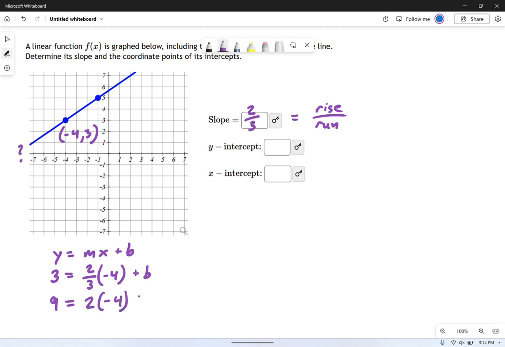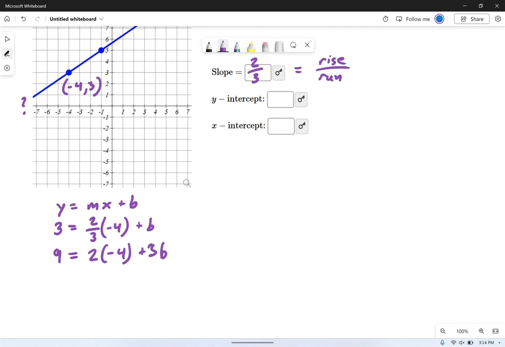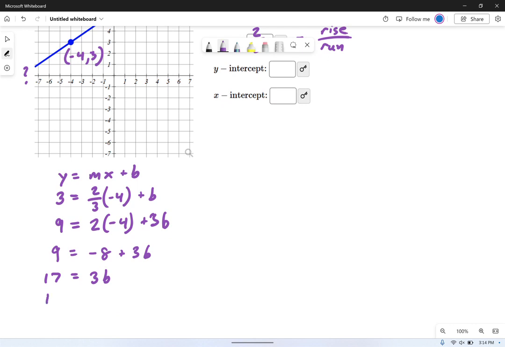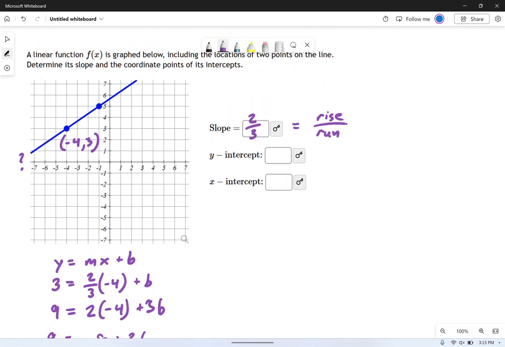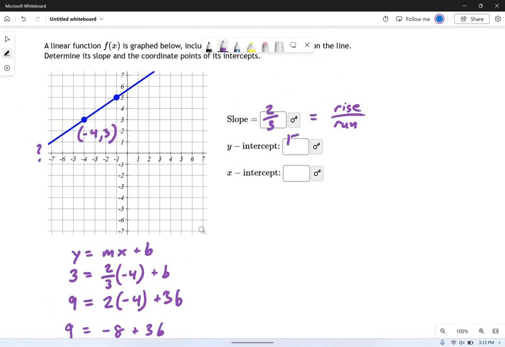So this is what we get now. And now I'm just going to move things over. I'm just going to do a little algebra, and we get 9 equals -8 plus 3b. I'm going to add 8 to each side, and then divide each side by 3, and I get 17/3 equals b. This is kind of why we were having a hard time with that y-intercept, because it's gross. It's not a nice number. It's just 17/3. Okay, so 17/3 is my y-intercept value.